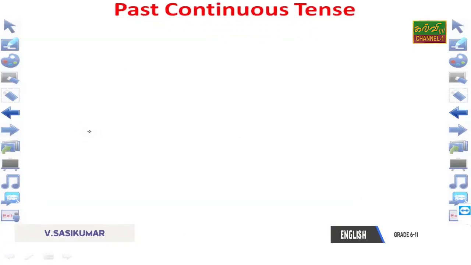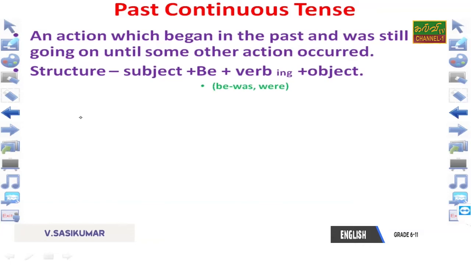So, heading is there, dear student, past continuous tense. Okay, that action has been finished, but it was going on there. Now you can see there, when you see the example, you can get a clear idea. There are two ideas, which are written by me here. An action which began in the past and was still going on until some other action occurred.